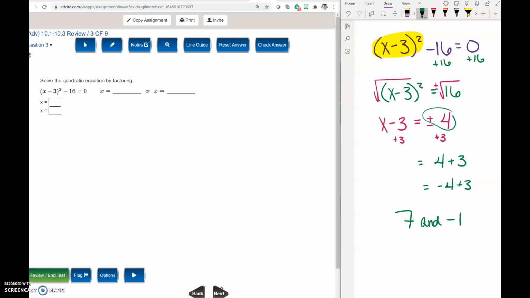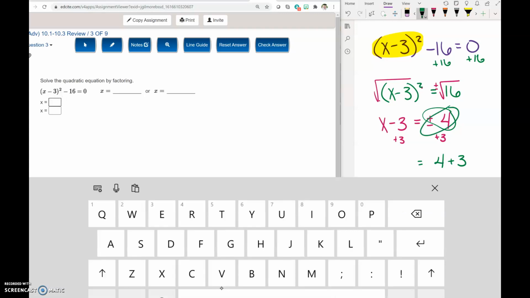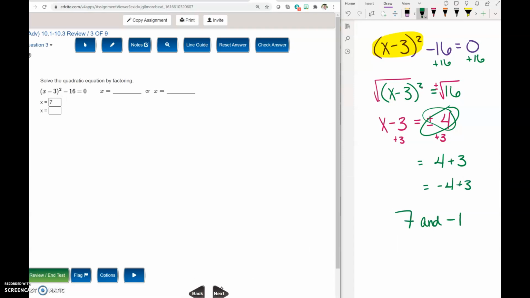Because if you do positive 4 plus 3, you get 7. If you do negative 4 plus 3, you get negative 1. So type in here, we want positive 7 and negative 1.